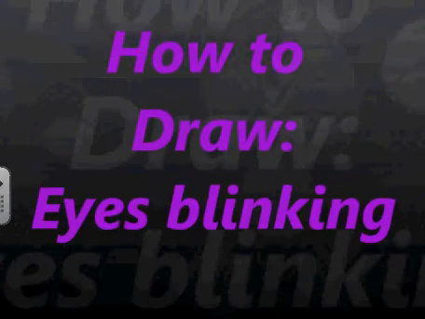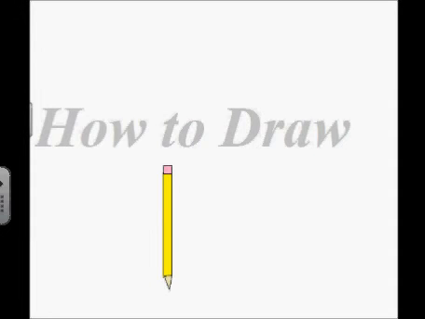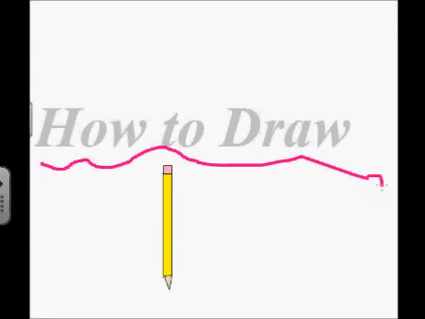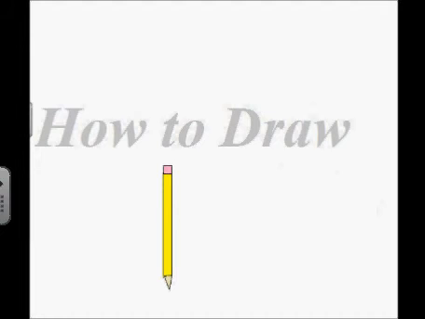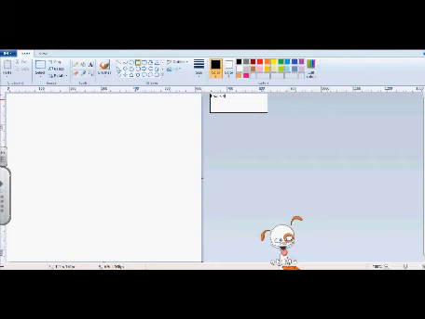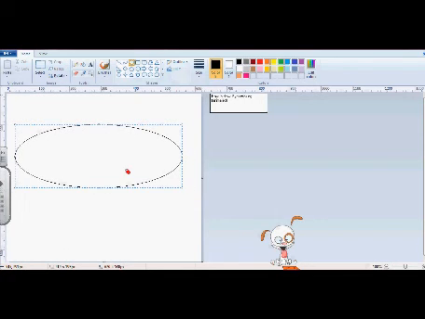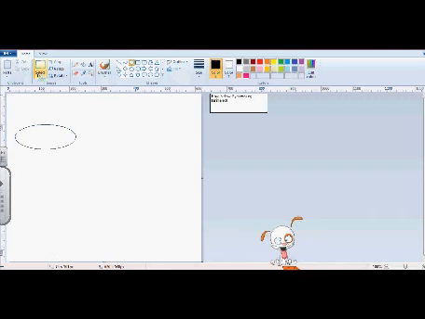How to draw eyes blinking. Animated. First, draw an oval that is shaped like an eye. Like an eye-shaped oval.